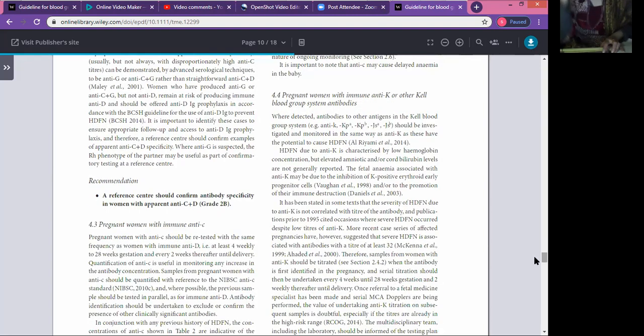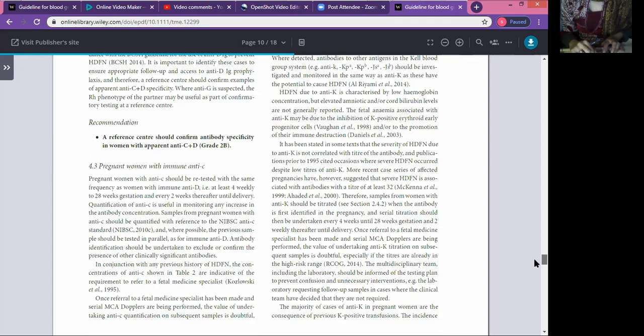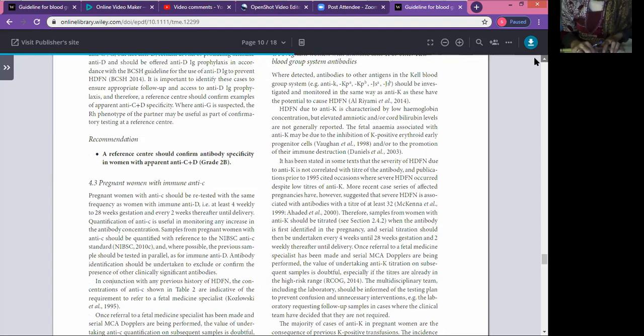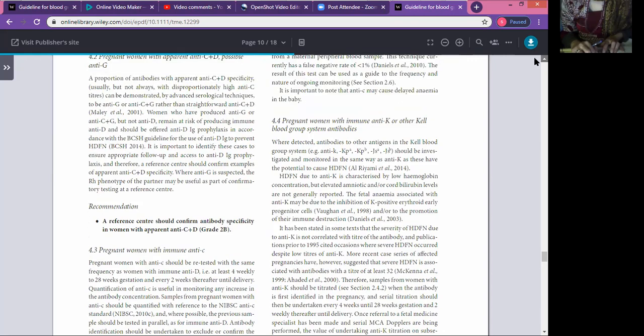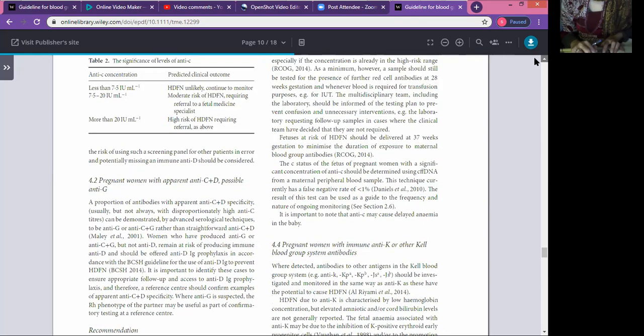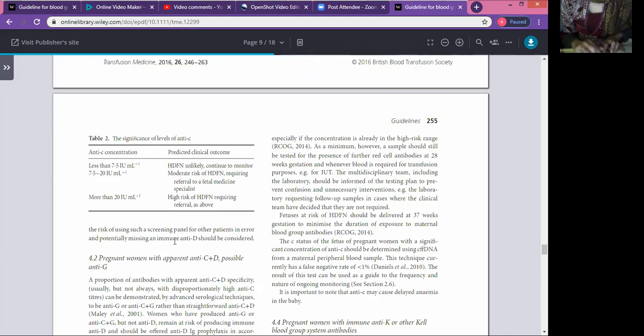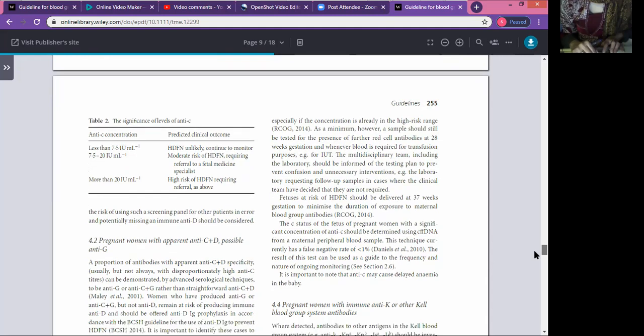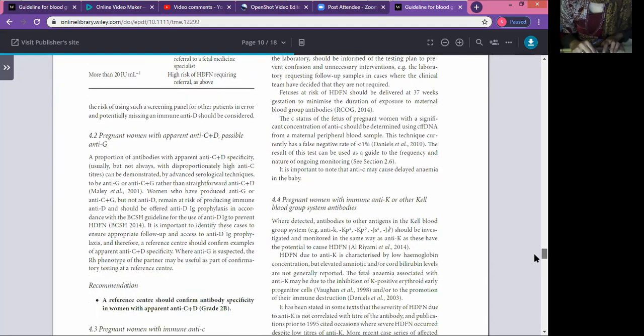So not only whether the levels are immune or passive, but also the other associated antibodies need to be taken into account. Now regarding anti-C, this is the same protocol, the same frequency of testing, and the same vigilance. Just the levels of anti-C which need a referral are different. For anti-D we had 4 and 15, and for anti-C we have the 7.5 and 20 cutoff range. And again, these are the same antibodies that need to be followed up. 7.5 to 20 is moderate risk of HDFN, and more than 20 is high risk of HDFN.